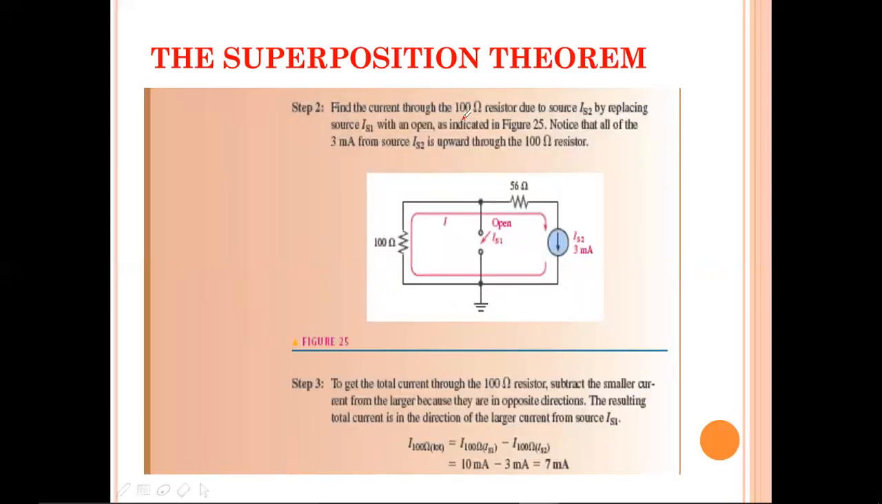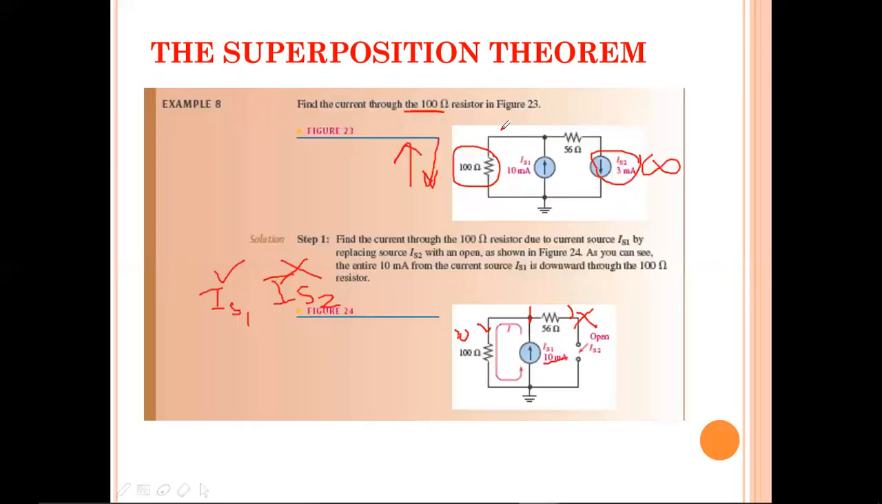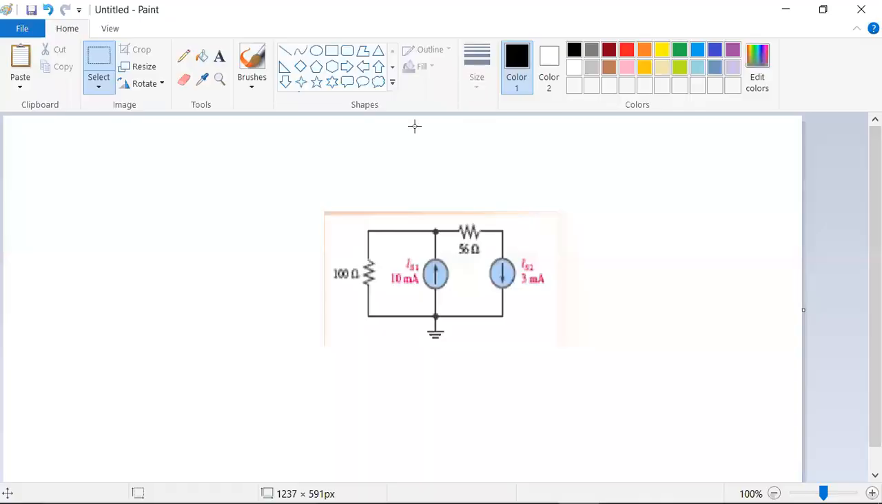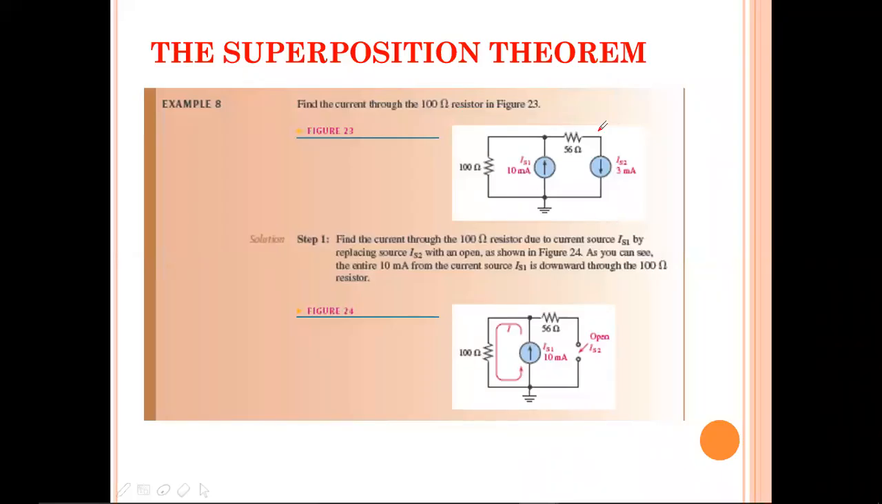So, find the current through the 100 ohms. In step 1, the current flowing through this is 10 milliamps. Let me mark this point clearly. One moment. Let me take a screenshot. Then we can do this in MS Paint software, and you can understand very easily. So I took a screenshot of this diagram.